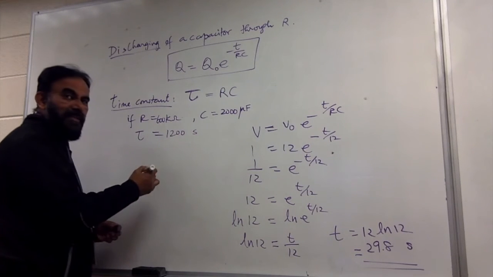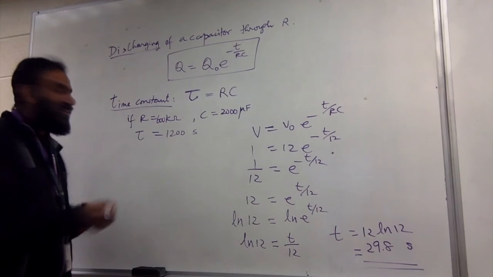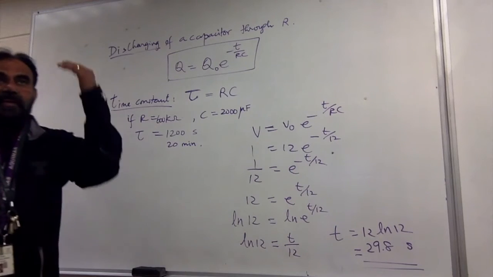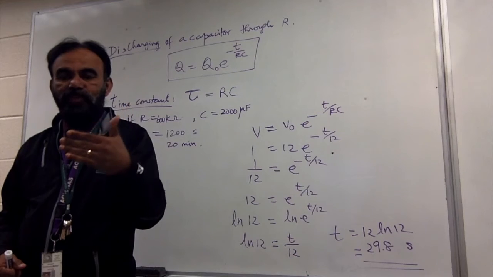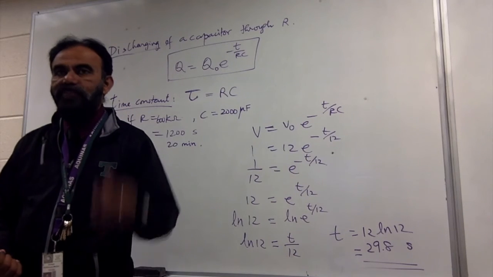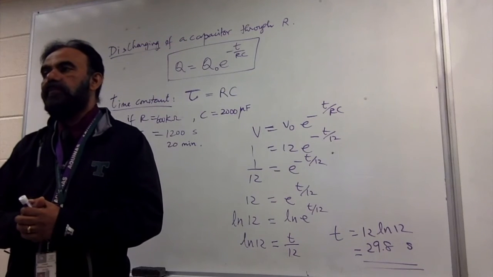1200 seconds, which is how many minutes? 20 minutes. So if you start from 10 volts, it'll take 20 minutes for it to drain down to 3.7. Make sense? From 10 volts to 3.7, it'll take 20 minutes.